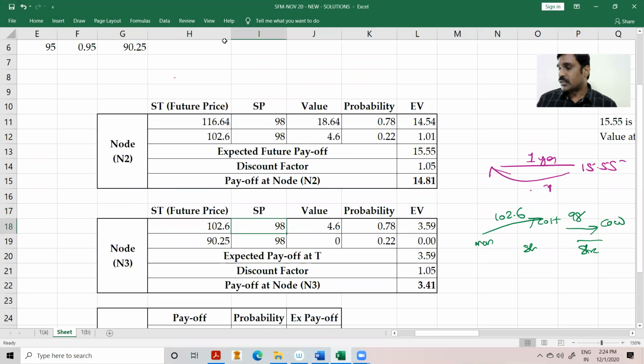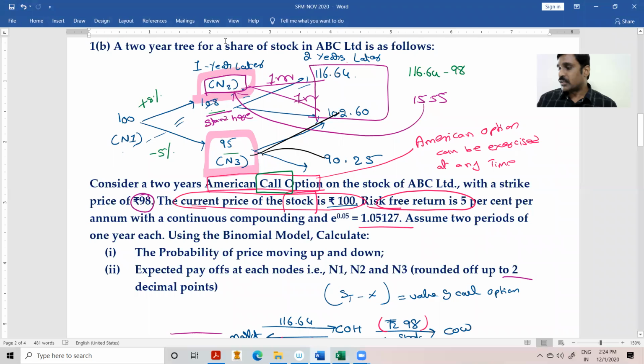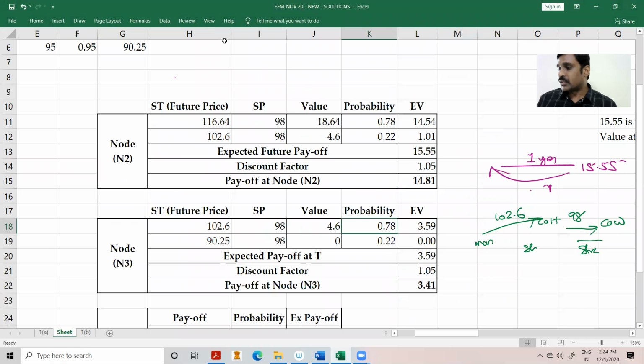If 102.6 is there, with the 98 rupees, I'll sell it and get 4.6 profit. From N3 at 95, 102.6 is the up move. Therefore, there is a 78% chance of moving from 95 to 102.6. So there is a 78% chance I'll get it.